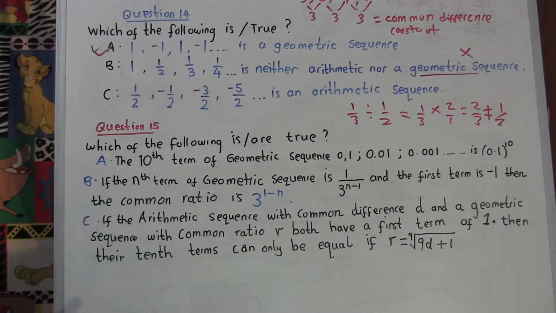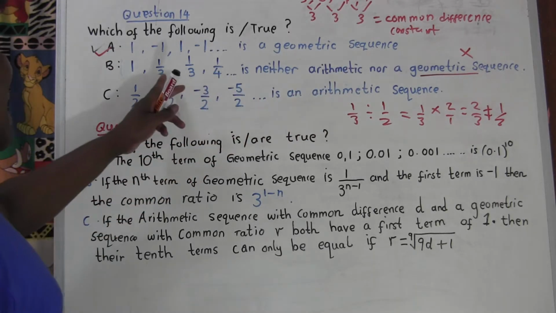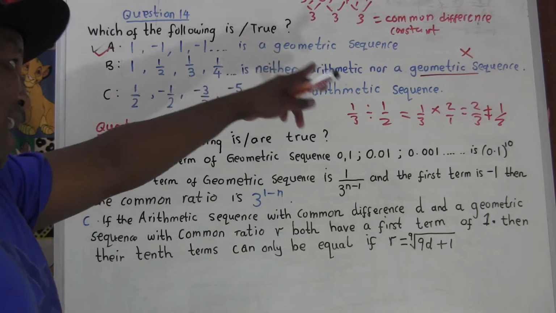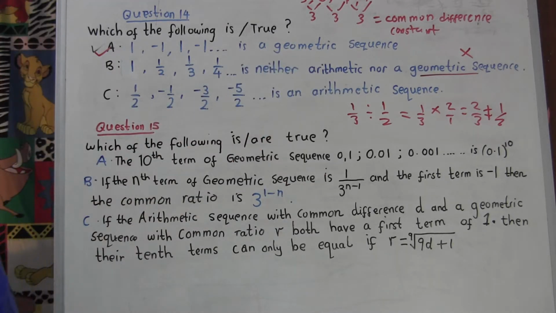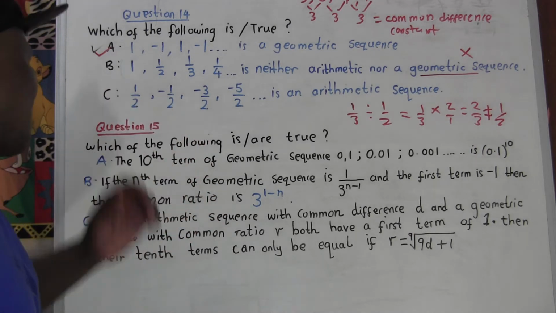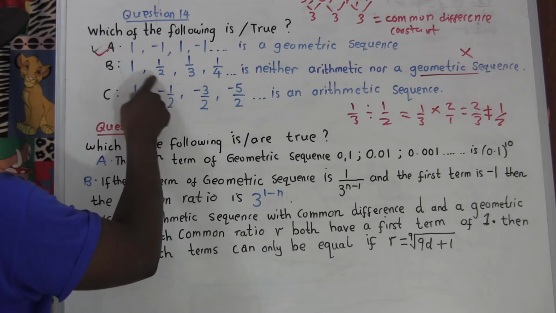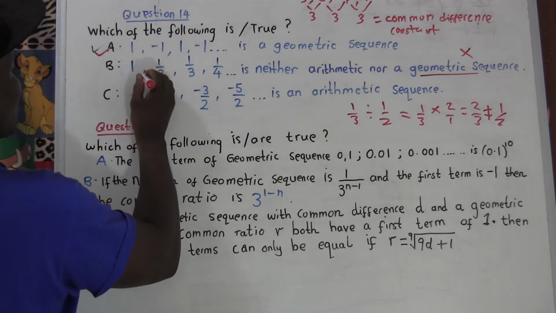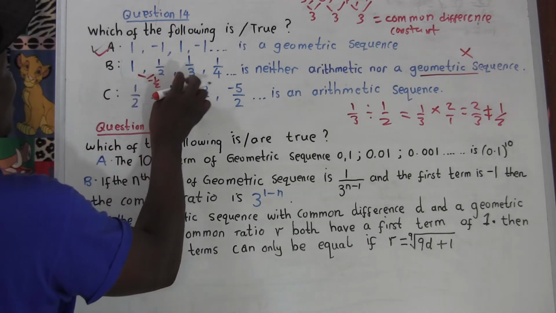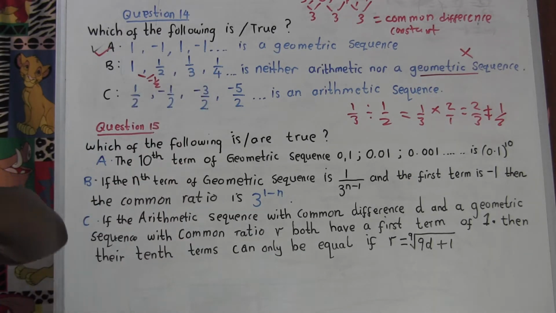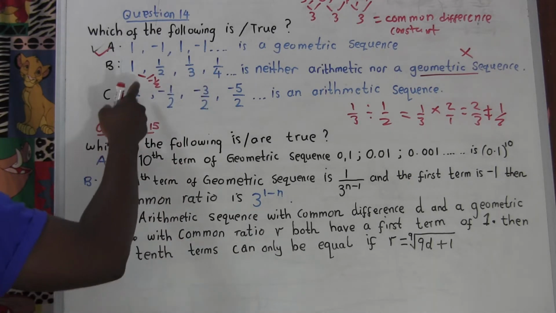Now, we have seen this is not geometric. Now let's take next minus previous to see if it's going to be arithmetic. Let's test. A half minus 1, you must take the next one. A half minus 1 is going to be -1/2. Now we come here. 1/3 minus a half is not going to be -1/2.